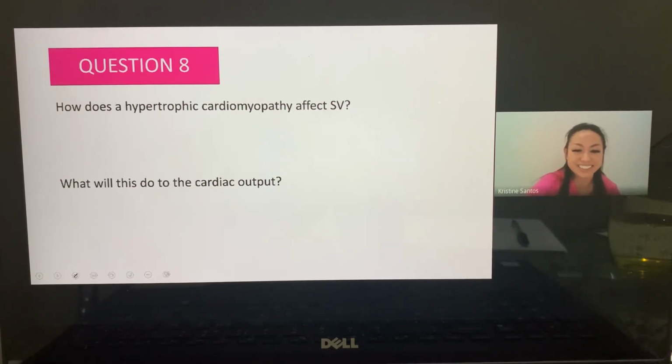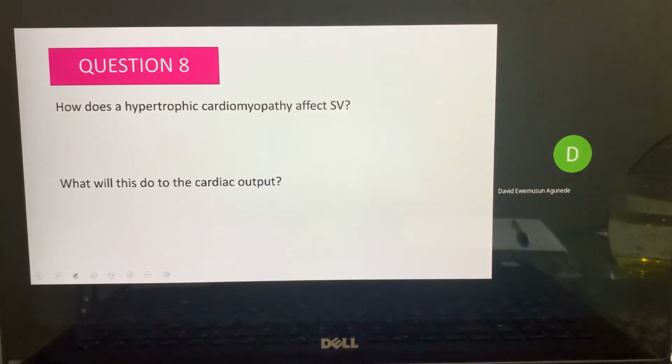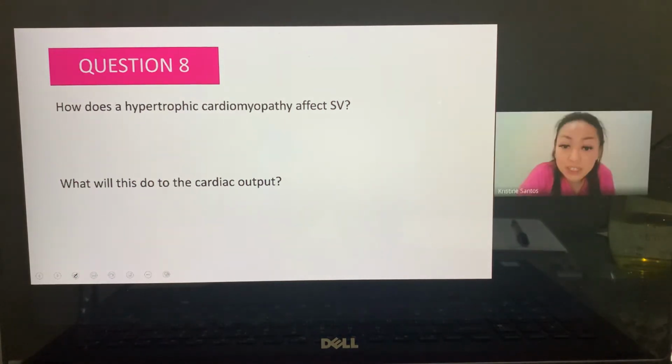How does hypertrophic cardiomyopathy affect stroke volume? This is actually hard. I'm going to give you guys a clue. In hypertrophic cardiomyopathy, remember that our septum and the ventricular wall are very thick. So how does that affect the stroke volume? Does it decrease the stroke volume? It does.